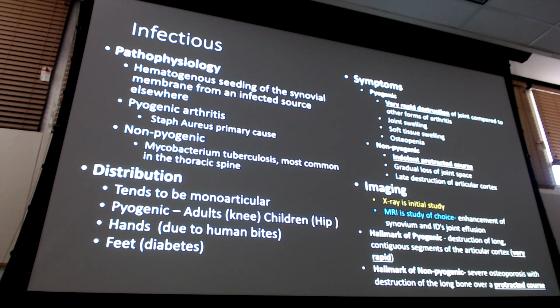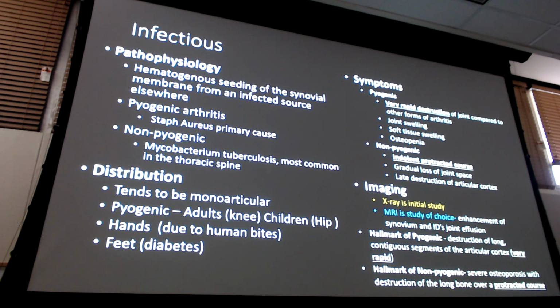But we only have one more arthritis left, and that's the infectious kind. So really, it's what it says: infectious. It's a hematogenous seeding of the synovial membrane from an infected source elsewhere. So typically we will see this with a blood infection. It could have been an open fracture that wasn't treated with antibiotics, or an osteomyelitis, which could lead to this. So anything that has an infection that involves the joint can eventually lead to an infectious arthritis.